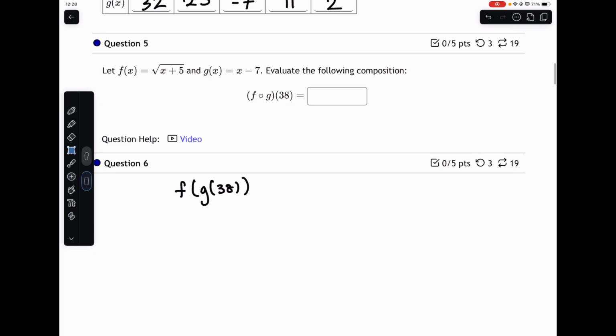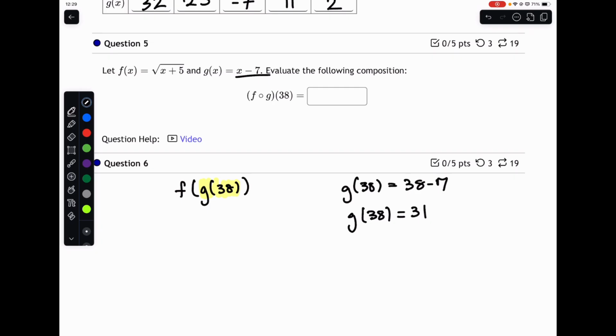So what we need to do first is figure out what the value of the inside is. So we need to figure out what this side equals. So what does g of 38 equal? Well, since g of x is simply x minus 7, g of 38 would be 38 minus 7, which is a total of 31.